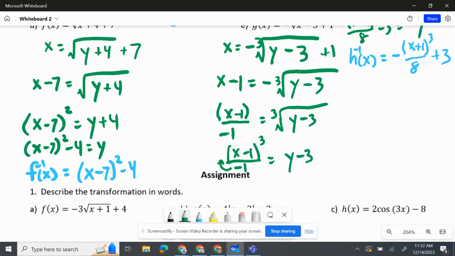And so when I add the 3, I'm going to write it in my formal form. g of x inverse is equal to, I have the negative in the front, and then I have the x minus 1 cubed, and then I add the 3, so I have a plus 3.